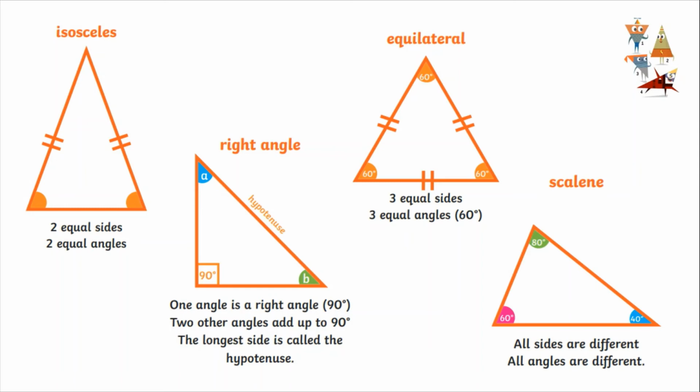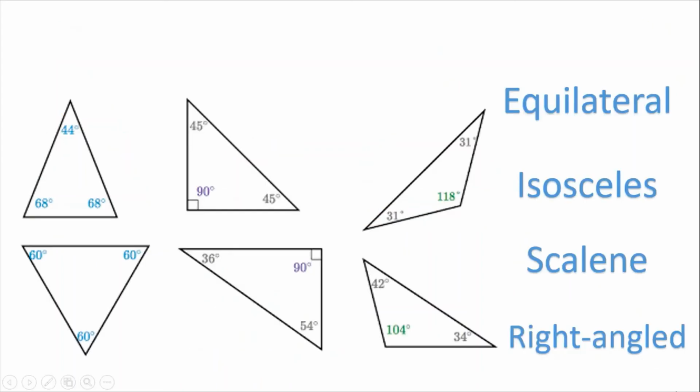Now I'm going to talk to you about the angles which you find inside a triangle. So here we have some different triangles, and the angles in each corner are written in. Remember that you get an angle where two lines meet. So inside a triangle, you have three different angles because there are three corners. Now some of these triangles are equilateral, some are isosceles, some are scalene, and some are right angled.